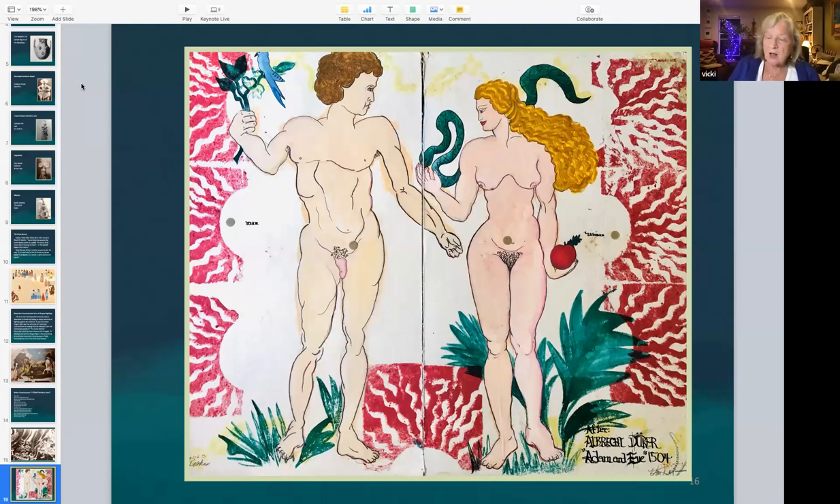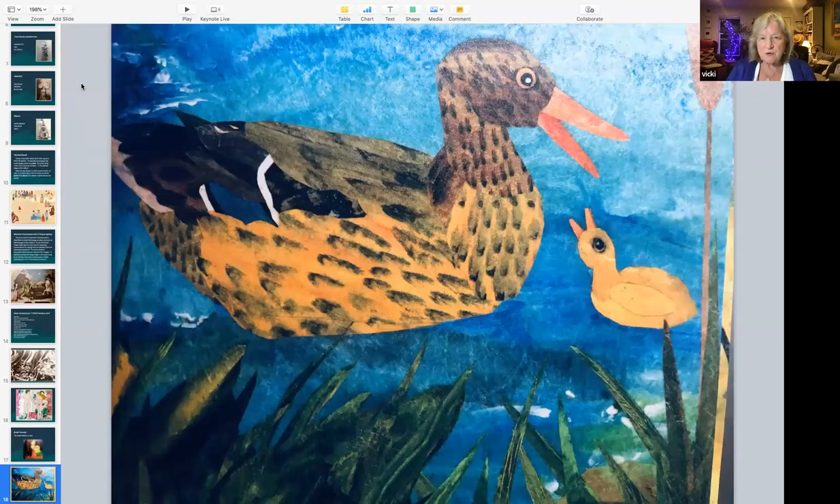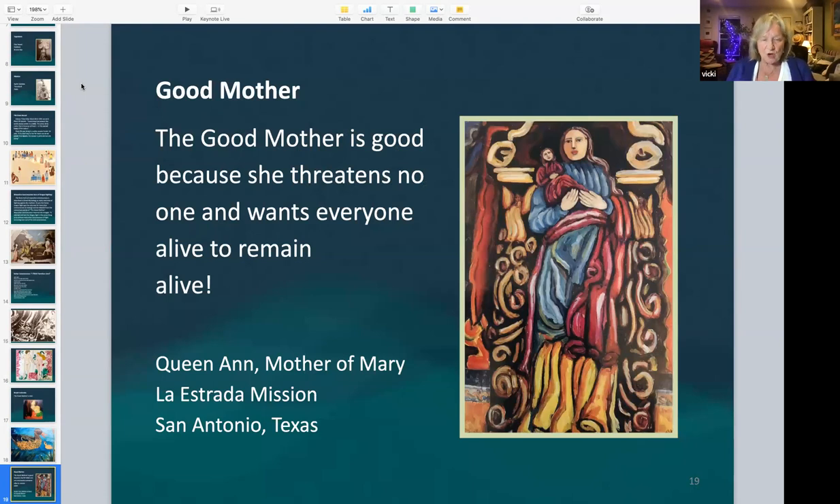I'm going to skip. That brings us to the good mother. So we were going to break, but I don't think we need one. So we're going to go to the good mother now, the good mother archetype. And here's a beautiful picture. This is not mine. It's one of my children's books of animal mothers and their babies. The good mother is good because she threatens no one and wants everyone alive to remain alive. This again is Queen Anne, mother of Mary, La Estrada Mission in San Antonio, Texas, a painting.